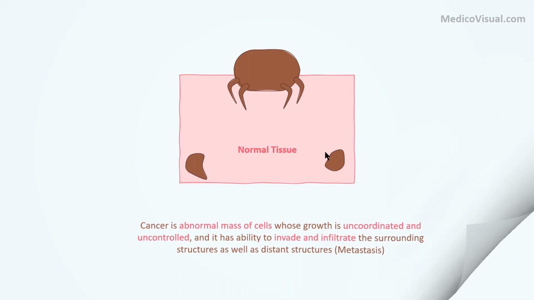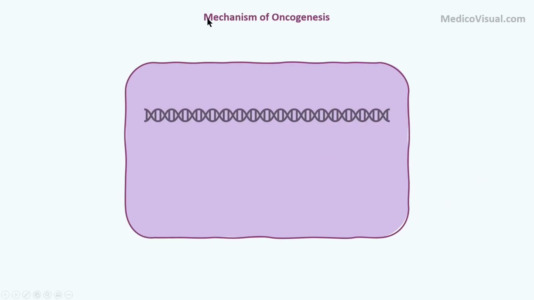Now we will see how cancer normally develops, the mechanism of cancer development. There are two main types of genes that are involved in the pathogenesis of cancer. One type of gene acts to promote cellular growth. They act as a molecular accelerator of growth. In one way or another, they increase the growth of the cell. We call them proto-oncogenes.